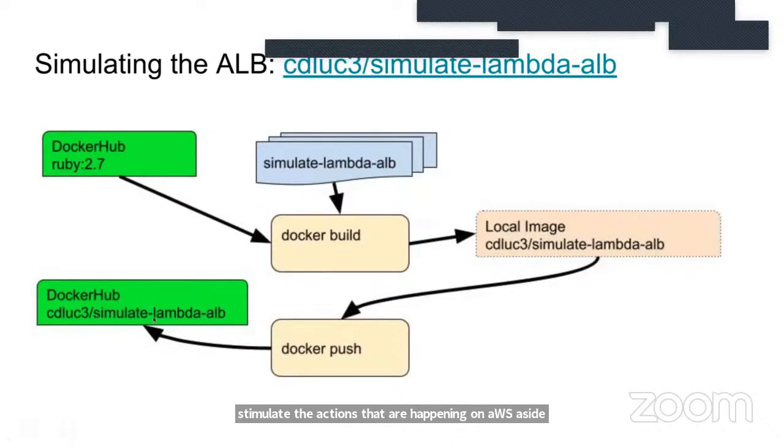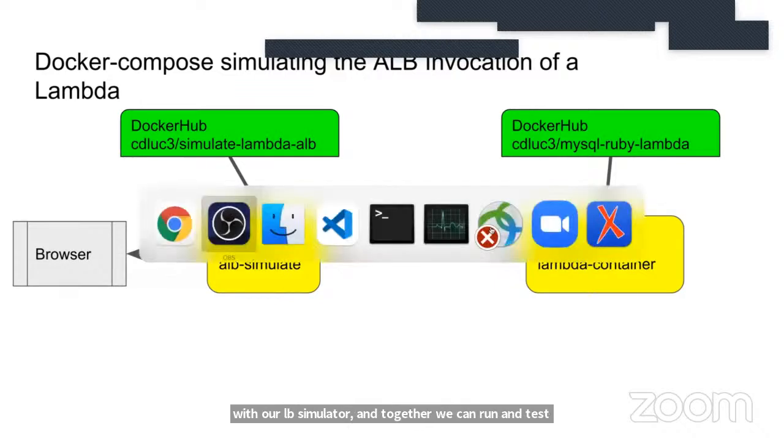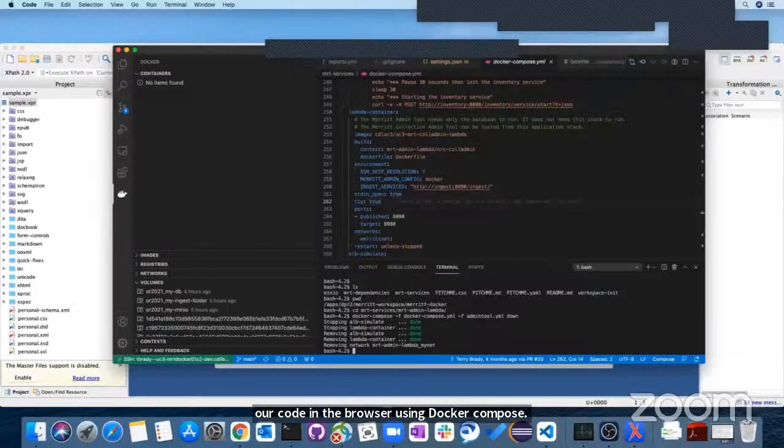And from that, we published this simulate Lambda ALB application. So we're able then to combine our sample Lambda code with our ALB simulator, and together we can run and test our code in a browser using Docker Compose. Let me do a quick demonstration.